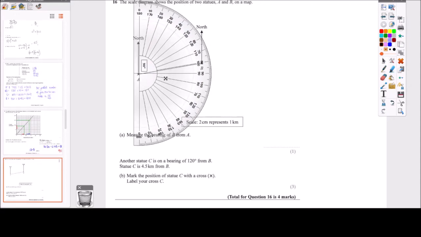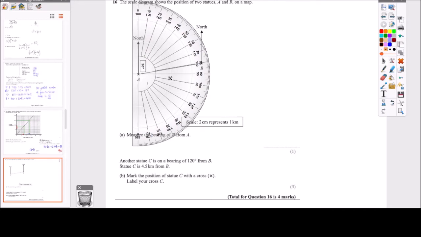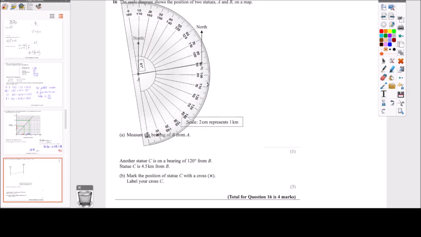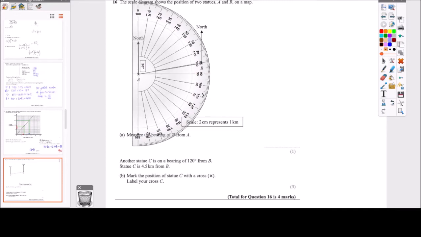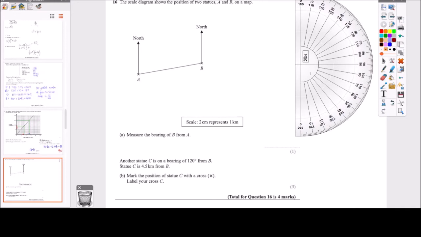So getting my protractor over on top of this, I can see that's at 80 degrees. Just get dead straight. There we go. It's bang on 80 degrees. So with the bearing, another thing you need to remember is that you always give it as 3 digits. So given it's 80 degrees, we must put a 0 in front. So it's 0, 80 degrees.